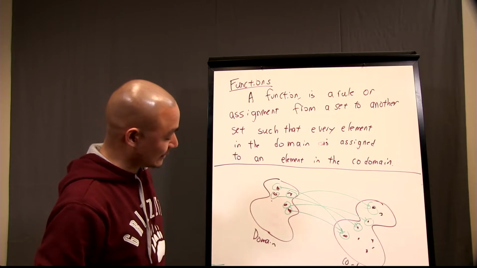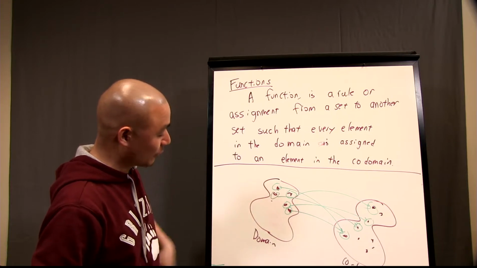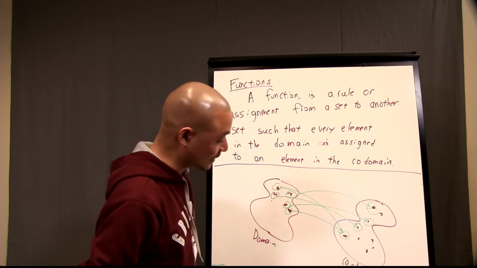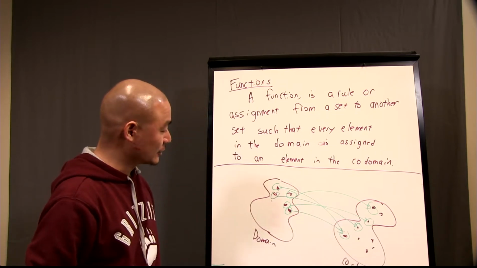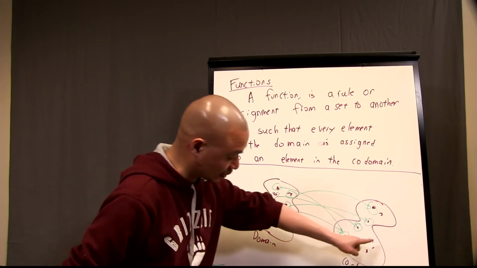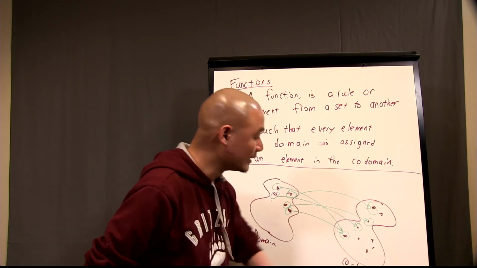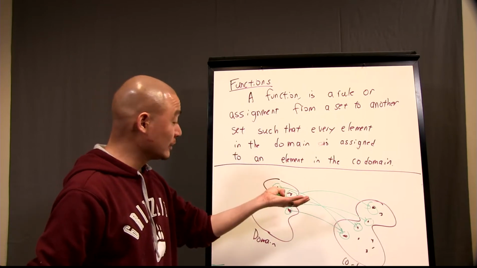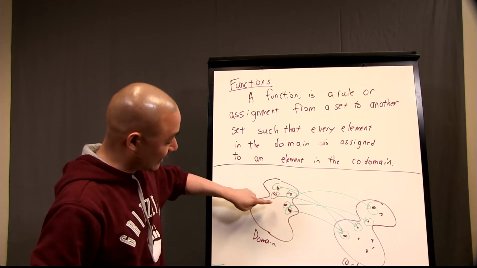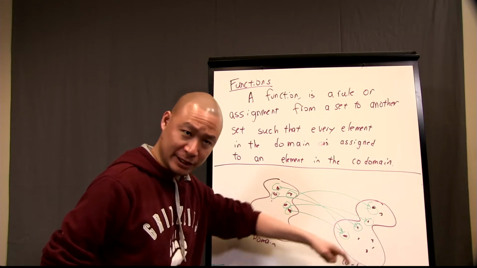Now, it's okay for two things to be assigned to the same thing, because each element in the domain just needs to be assigned to something in the codomain. It doesn't have to be a unique thing. Something else that we may notice is that there's all sorts of stuff in the codomain that nothing's assigned to, and that's okay as well. The only rule is that every element here is sent to someone here.